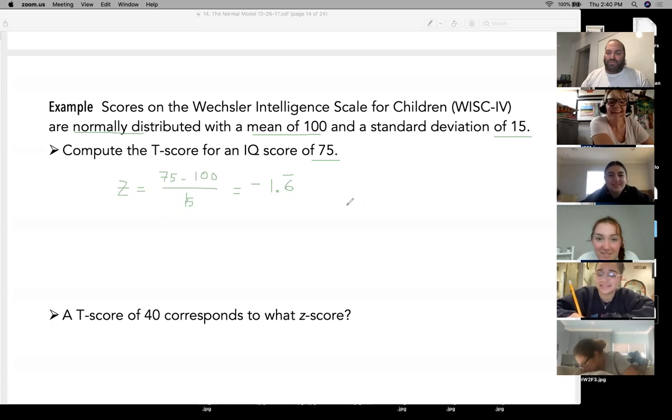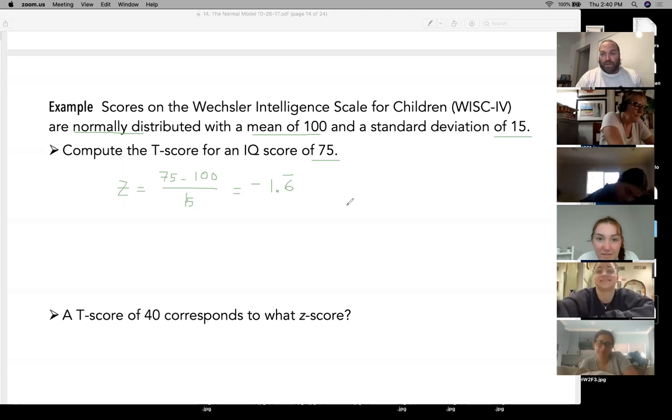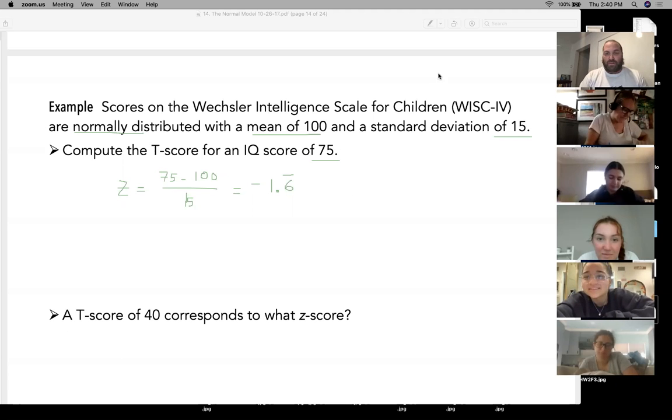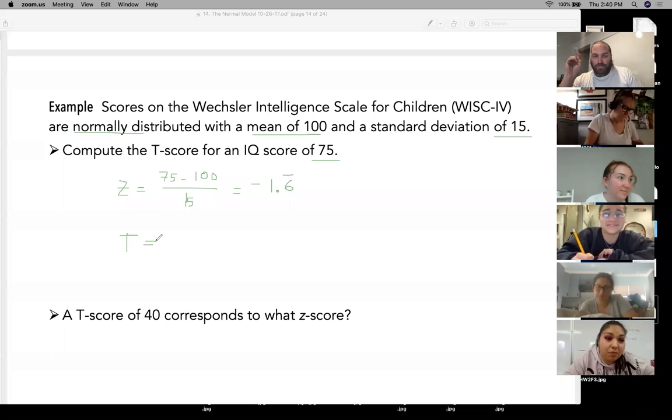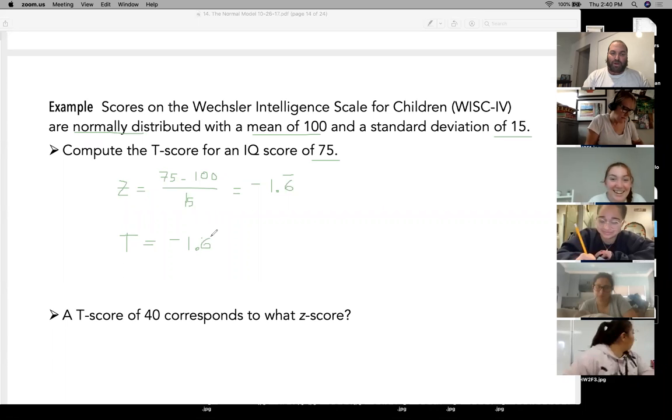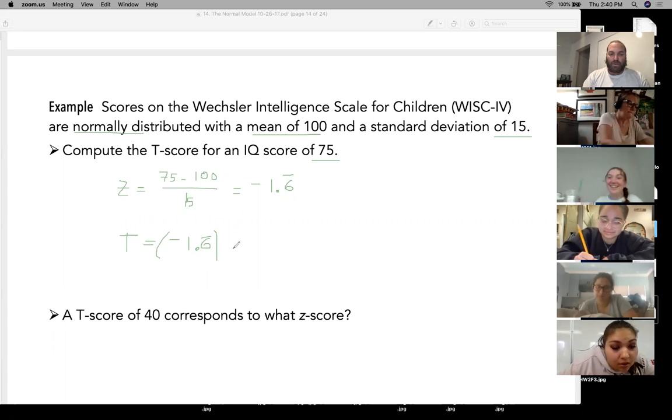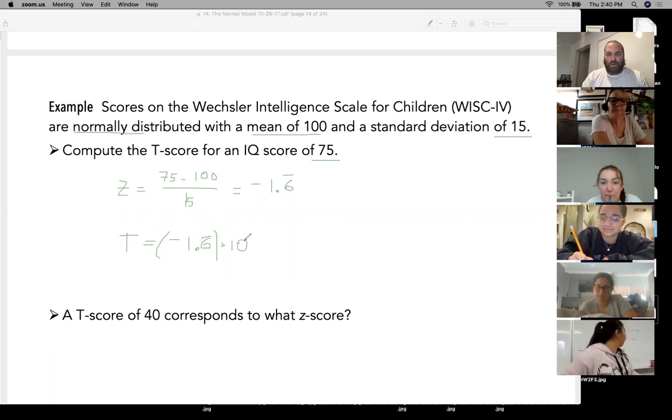Anyways, so our z-score is negative 1.6 bar. Now that I have the z-score, how do I get my t-score? Let's take a look. We take our z-score, which is negative 1.6 bar. No, I lied. Mine was positive. Times 10. Is it times 10? Yeah, times 10, plus 50, right?